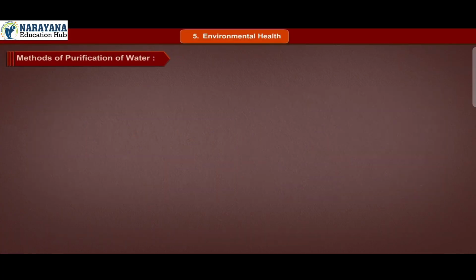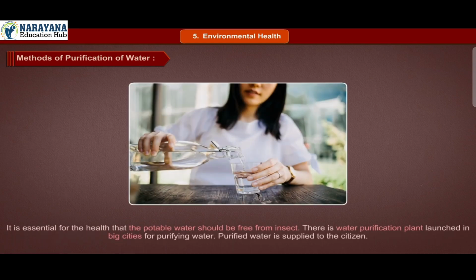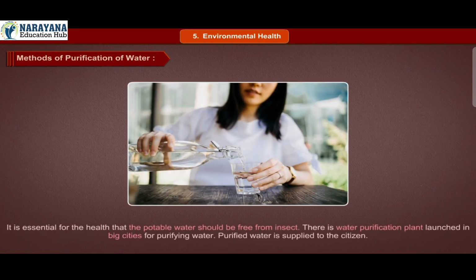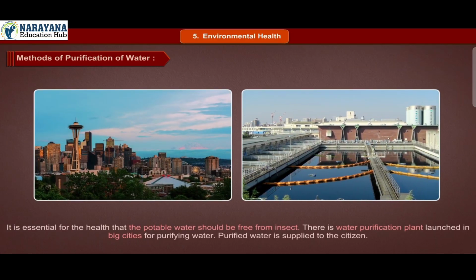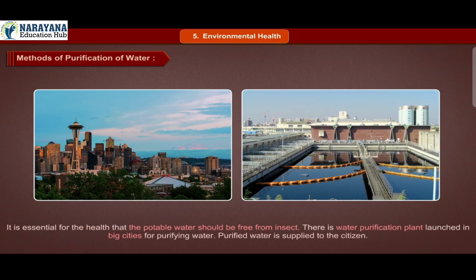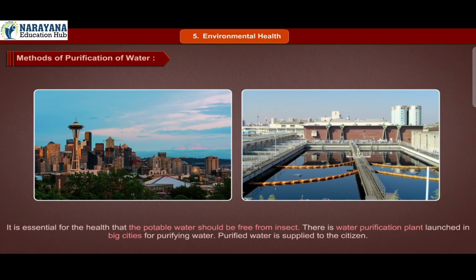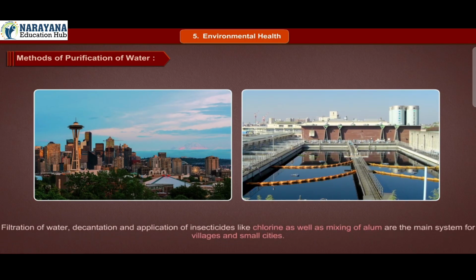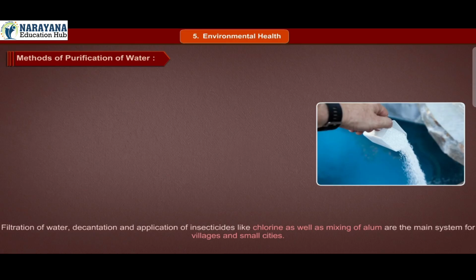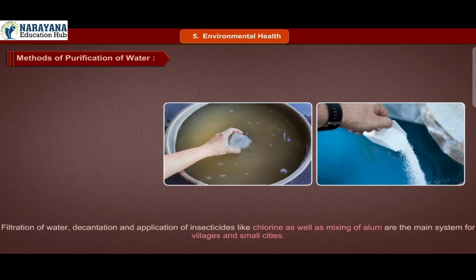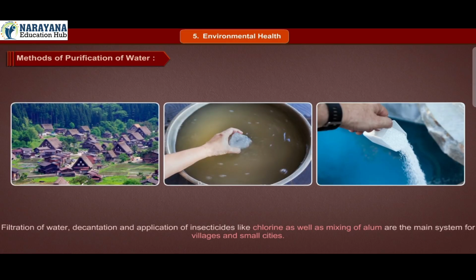Methods of purification of water. It is essential for health that potable water should be free from insects. There is a water purification plant launched in big cities for purifying water. Purified water is supplied to the citizens. Filtration of water, decantation, and application of insecticides like chlorine as well as mixing of alum are the main systems for villages and small cities.